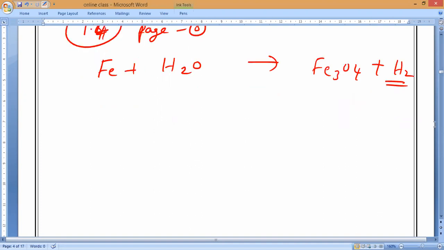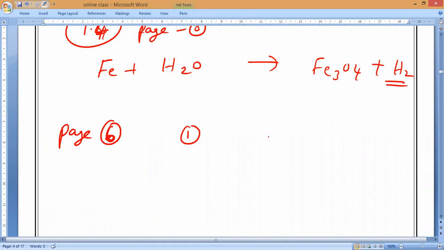All of you come to page number 6. Page 6, in-text questions. Can you see? In-text questions. So now, the first question you can also answer. What is the question? Can you read? Why should a magnesium ribbon be cleaned before burning in air? Why? Can anybody answer the question?